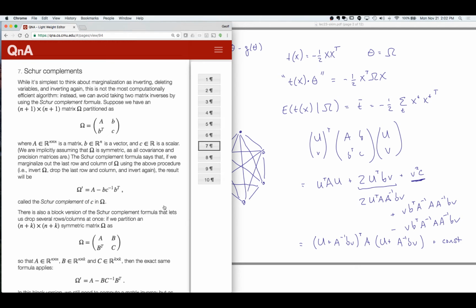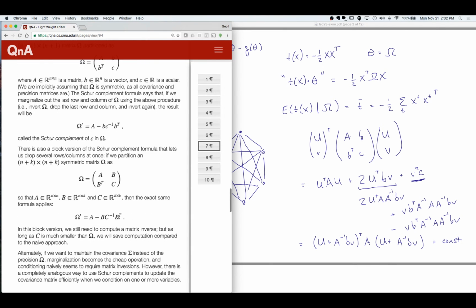And it turns out that there's also a block version if we want to do a whole bunch at once. So if we partition omega like this, A, B, B transpose, and C, where these are all matrices, n by n, k by k, the exact same formula applies. Omega prime is just A minus B C inverse B transpose, which is again called the Schur complement of the block C in this larger matrix omega. And we still need to compute a matrix inverse here, but as long as C is a small matrix, then we're going to save a lot of computation compared to doing it naively.